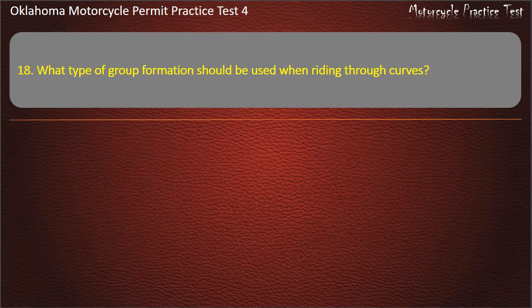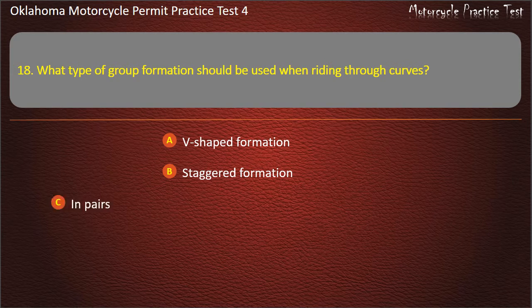Question 18. What type of group formation should be used when riding through curves? V-shaped formation, staggered formation, in pairs, single file. Answer. Single file.